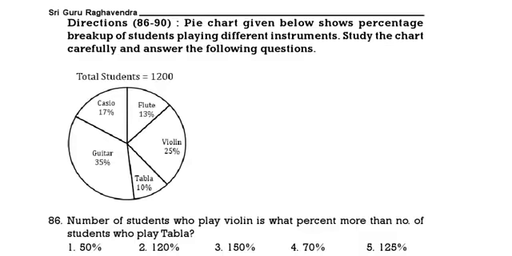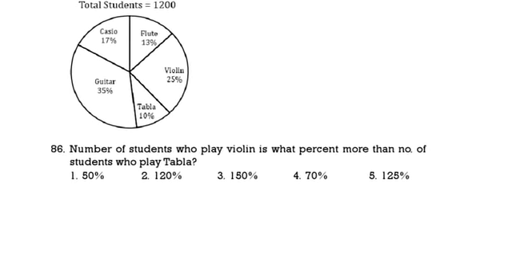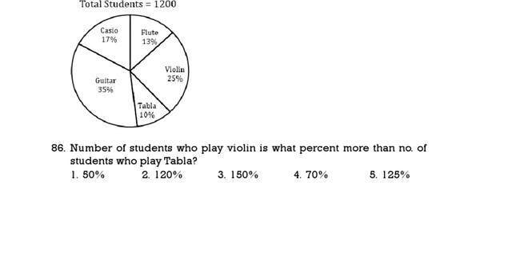Next, here based on this pie chart we should answer the question. See, the number of students who play violin is what percent more than tabla? Violin is 25, tabla is 10, 15 more. From where it is more? From 10. So 150% is the correct answer.